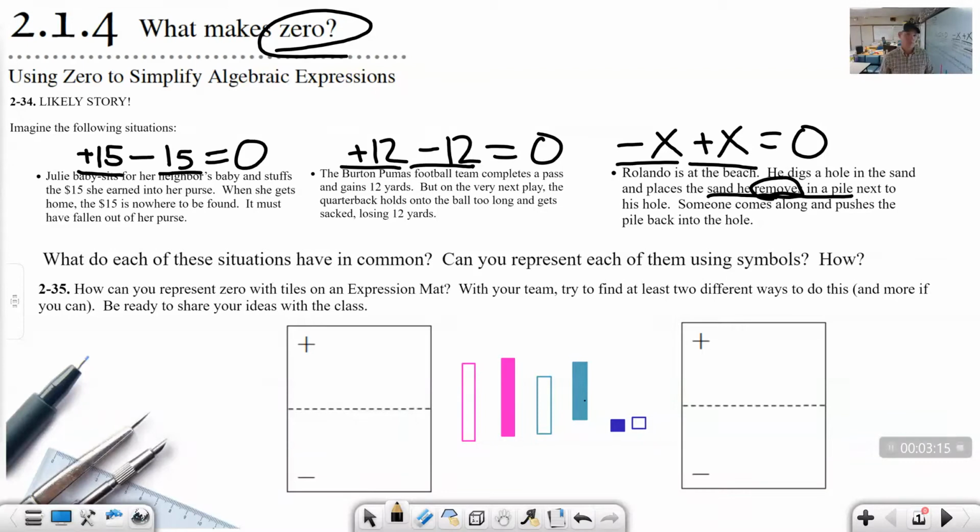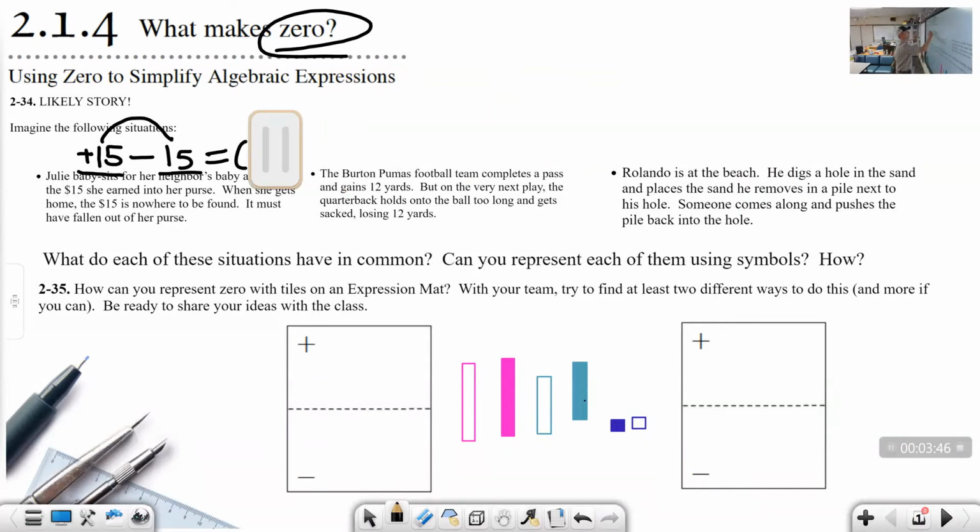Today's question. What makes 0? Well, opposites make 0. I want you to write that. Opposites, after you wrote all 3 situations, gained something and lost something ending in 0, period. Opposites make 0. That's the key to today. Opposites make 0. Okay? So let's be a little bit more specific.